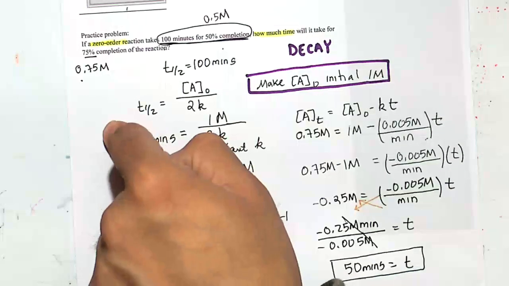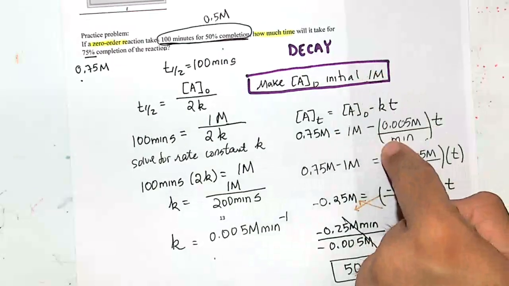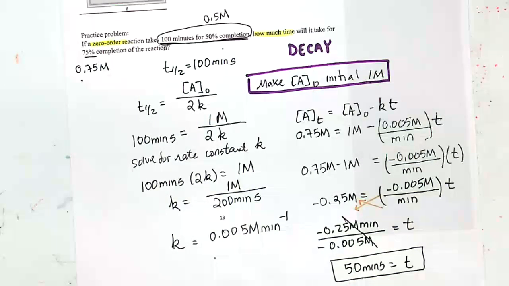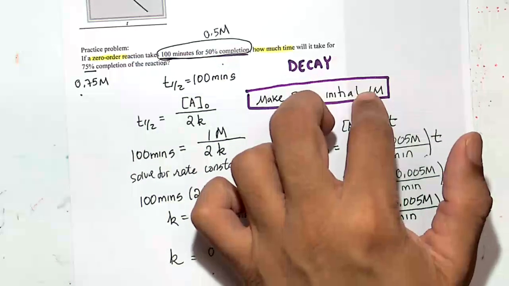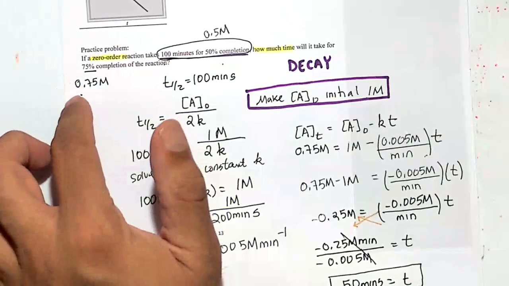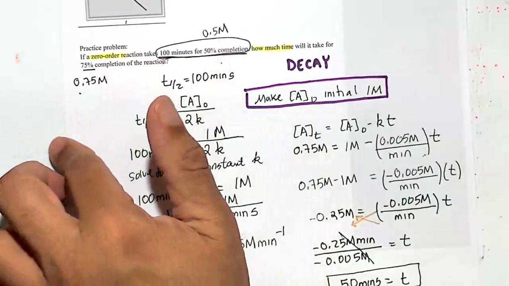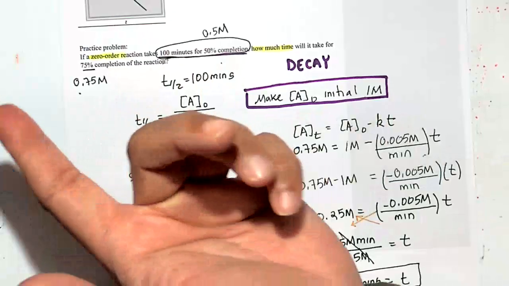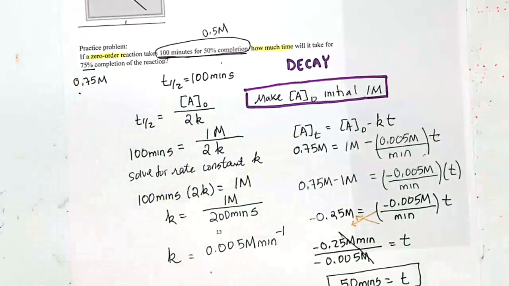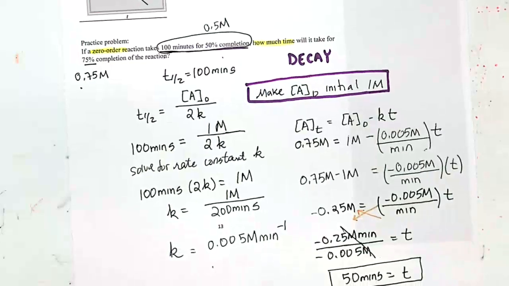All right, so we calculated K for the zero order, and then we plugged that in here, and we got the time in which this will go from 1 molar, I started it at 1 molar, to 0.75 molar. If it takes 100 minutes to get to 50% completion, it takes an additional 50 minutes to reach 75% completion.